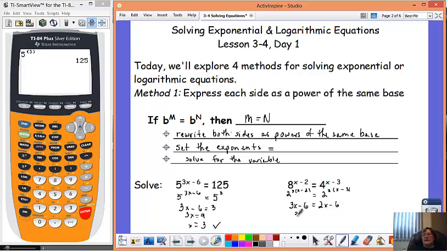Add 6 to both sides. 3x is 2x. Subtract 2x from each side. Then x will equal 0. And yeah, I think that's the only way that that could happen. So we wrote both sides of the equation as powers of the same base, and then we just did the arithmetic with the exponents. So that's kind of a cool method. Of course, it's not going to work every time because not each equation has sides that can be set as powers of the same base. So we need other strategies as well.